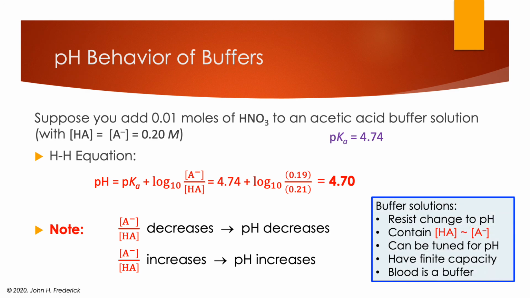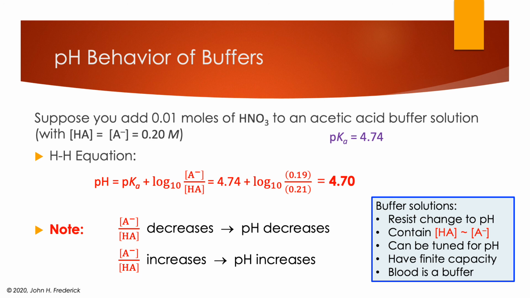So here's a few thoughts about buffer solutions. They resist change to pH. They generally contain roughly equal amounts of weak acid and conjugate base. They can be tuned to a specific pH if desired. But I should mention, and something we haven't talked about but is mentioned in the lesson, is they have a finite capacity. You can't just keep endlessly adding acid to a buffer solution and expect it to maintain the pH. At some point you will have added enough acid that it's overcome the buffer and it will no longer control the pH.